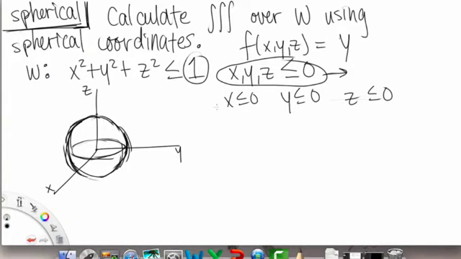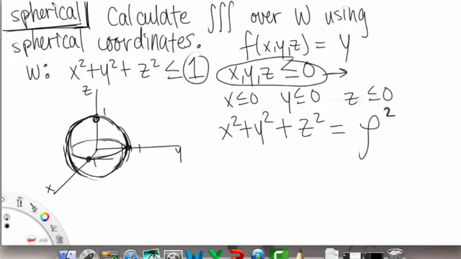Another connection, I don't believe I made it in the concepts video, but x squared plus y squared plus z squared is equal to rho squared. So that's an important connection to make there. All of these, when it goes to the x-axis, the y-axis, and the z-axis, that's going to be 1. And this part here means that our coordinates are going to all be negative.